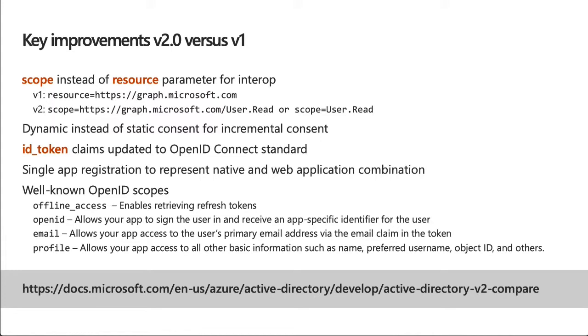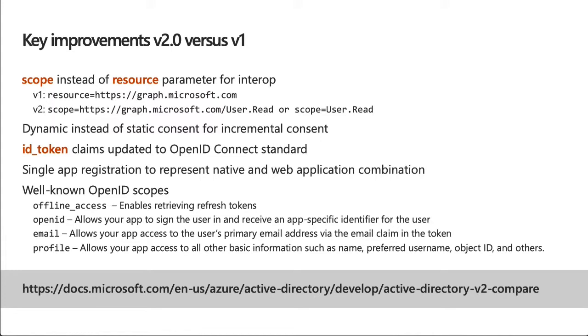We don't have to ask for them all up front. That's the dynamic consent. We're also going to change the contents of the ID token. This is the token that is going to be included with the response for the login that contains information about the current user, like their email address and their name, etc. And this is going to better conform to the OpenID Connect V1 specification. For example, we're using things like preferred username claim instead of a claim called UPN.